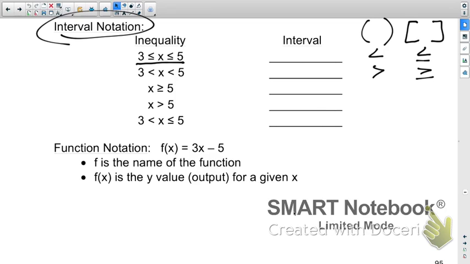If I tell you in that inequality the x's are defined between 3 and 5, including 3, that translates in interval notation to bracket, because of this equal to sign, 3, comma, 5, ends with a bracket because of that equal to sign, right? What would be the difference on the next one? It would just be parentheses rather than brackets.